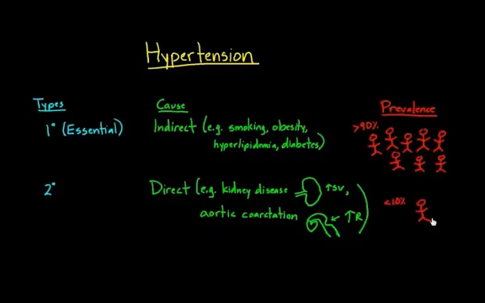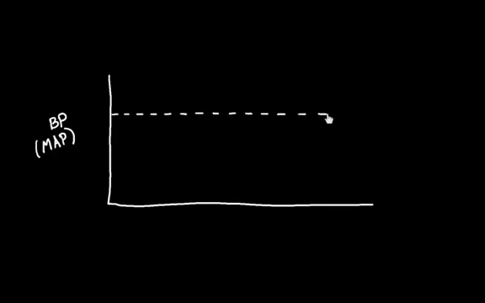So now let's assume that you follow one person over time, one individual, and that person used to have normal blood pressure. Let's say this is blood pressure over here, and I'm going to write it out as mean arterial pressure, MAP, mean arterial pressure. And we want to maintain a mean arterial pressure, a MAP, of a certain number. So this would be like a normal blood pressure range, right? Something below this dashed line.